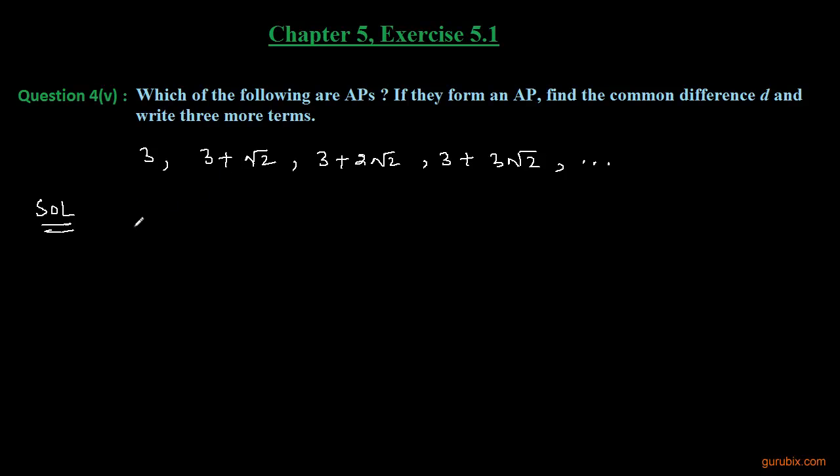and the second term is 3 plus under root 2, and we shall subtract 3 from it. So when we cancel out this negative 3 with this positive 3, we are left with root 2.